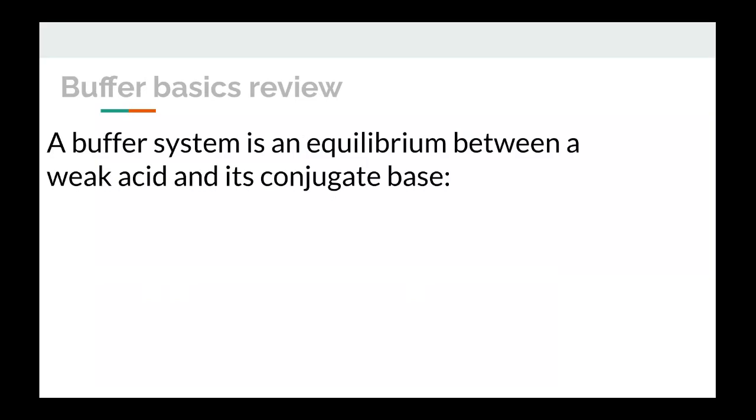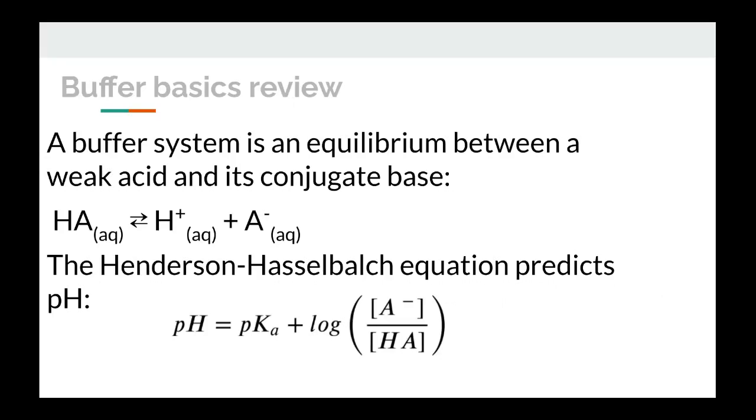That's called buffer capacity. Just remember that a buffer system is an equilibrium between a weak acid and its conjugate base. So when that equilibrium is set up, when the conjugate base, A minus in this example, is present also with HA, when strong acid is added, then it'll react with the weak base and make a weak acid. And when a strong base is added, it will react with the weak acid and make a weak base. We also know that there's an important shortcut called the Henderson-Hasselbalch equation that will predict the pH, and we're going to make use of that as we explore buffer capacity.